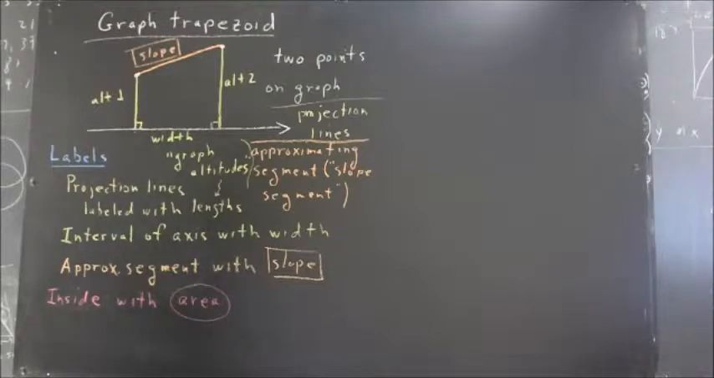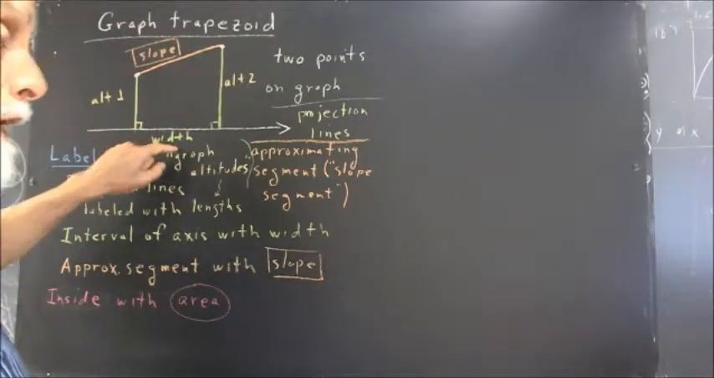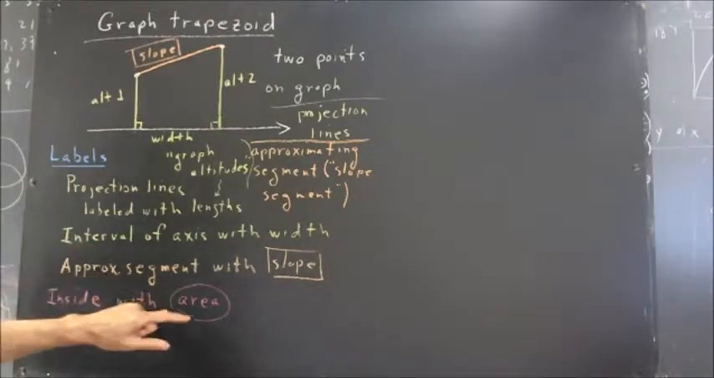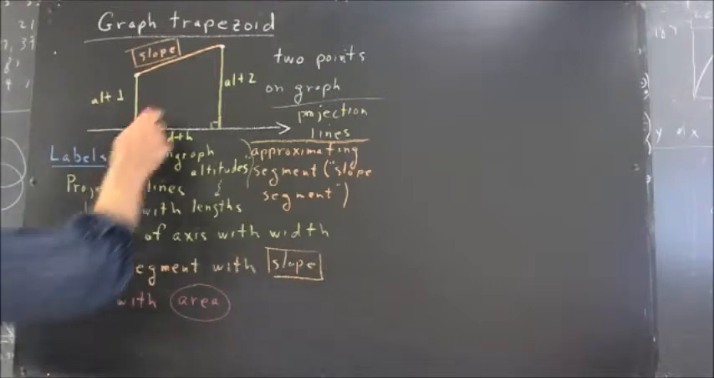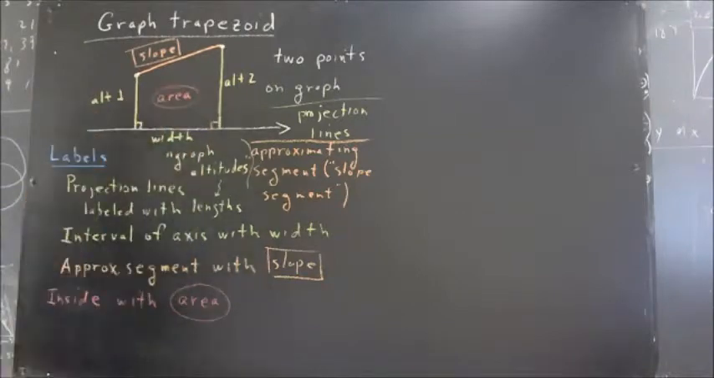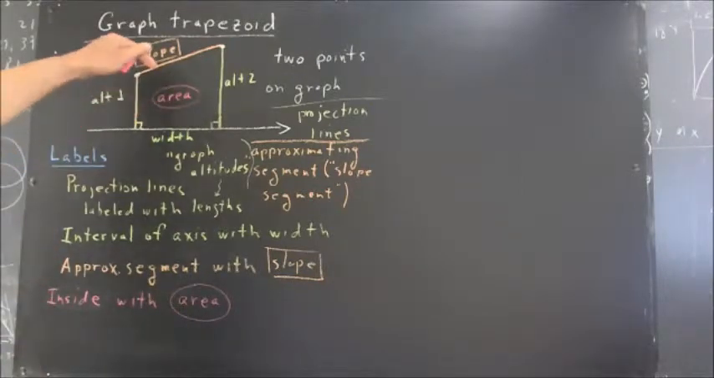And then finally, if we have this information about altitude 1, altitude 2, and the width, we can easily enough calculate the area of the trapezoid, and we would label that inside the trapezoid, and we would call that the area. So that is going to be the standard labeling of a trapezoid. Now, we'll give an example, and we'll calculate these quantities and just illustrate how we would calculate a slope and an area.